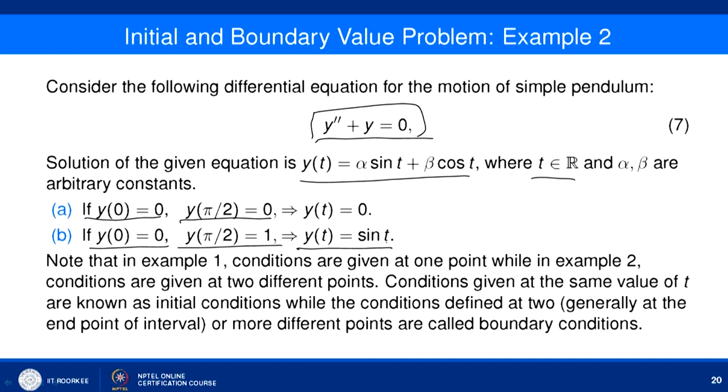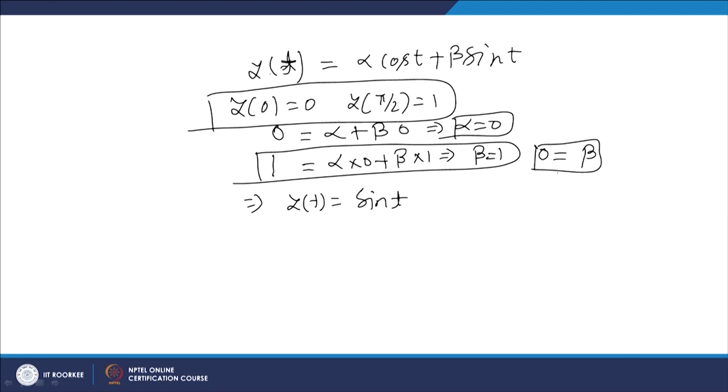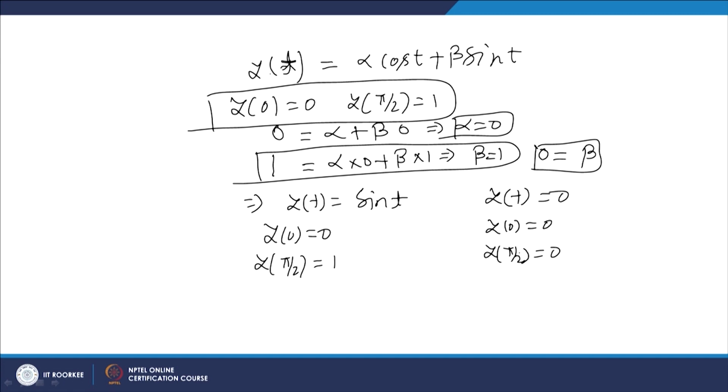If you look at the first case, if y(pi by 2) is equal to 1, in place of 1 we write 0, then this equation is replaced by 0 equal to beta. So this will give you beta equal to 0, and alpha is already 0. So in this particular case your solution comes out to be 0. This is the solution when y(0) equal to 0 and y(pi by 2) is also 0, and this is the solution when y(0) is equal to 0 and y(pi by 2) is 1. So if you change your condition, your solution will also change.